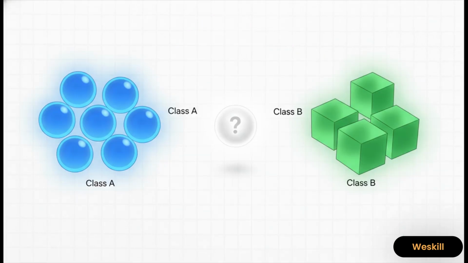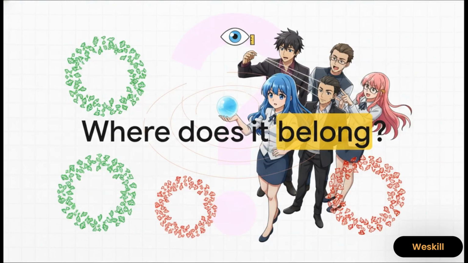Okay, so let's set the scene. Imagine you've got two different groups of dots on a screen. On the left, a whole bunch of dots we'll call Class A, and on the right, another bunch we'll call Class B. Now, what if a new, single, mysterious dot just pops up somewhere in the middle? It doesn't belong to either group, yet. So, take a look. Where do you think it belongs?